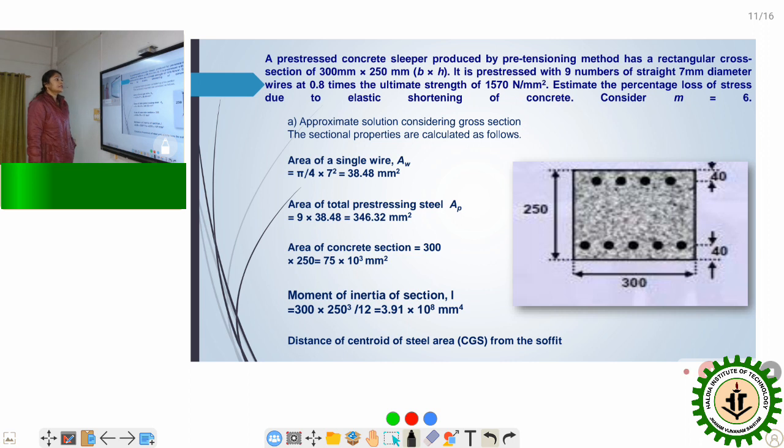Estimate the percentage of loss of stress due to elastic shortening of concrete. Consider modular ratio to be 6. Almost modular ratio normally comes as 6.